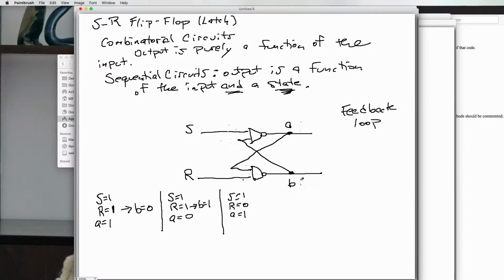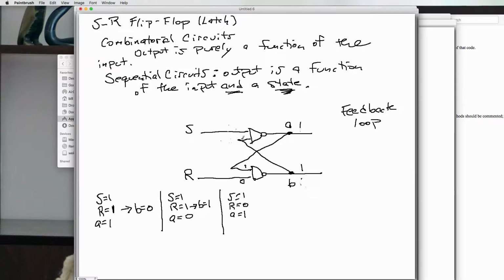All right. So now A is 1. So I've come over here and I've got a 1 here, and we have an R is 0. So a 0 and a 1 going into a NAND gate, what's going to happen there? 0 and 1 going into a NAND gate, well 0 and 1 is 0. It's going to make this a 1.